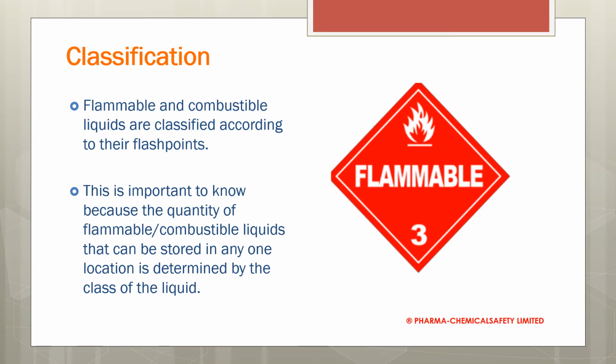We have a classification of this type of liquids. Normally, the general classification is flammable and combustible liquids. And there are also two classifications that follow the flash point. So you classify these liquids according to the flash point, and this is important to know. You can find it on your MSDSs or SDSs now. The quantity of flammable and combustible liquids that can be stored at any location is determined by the class of the liquid. So the classification of the liquids that you have in your facility or organization is very important.